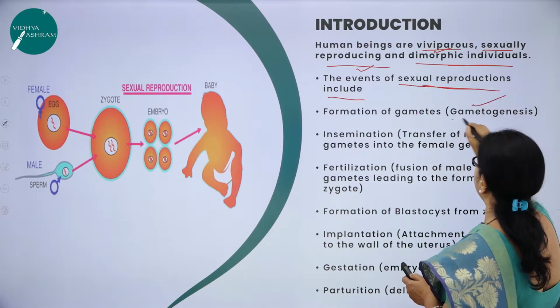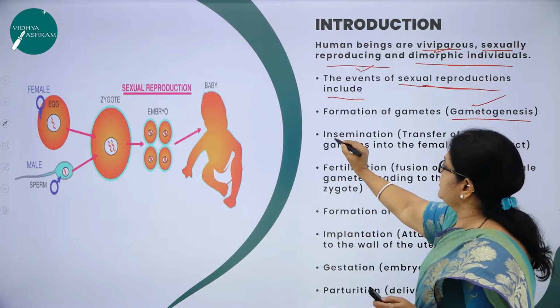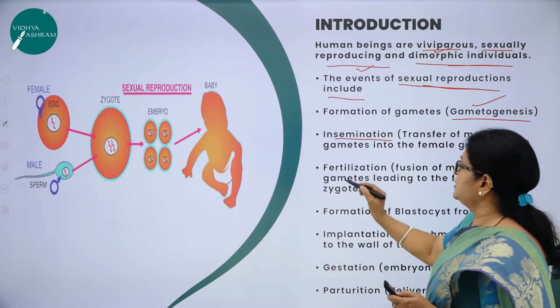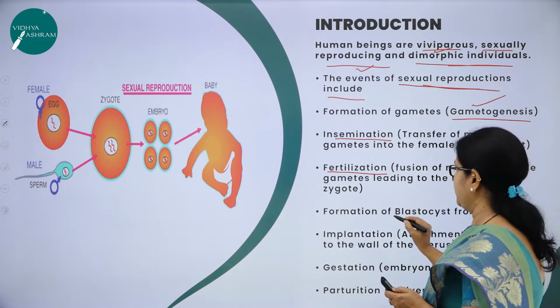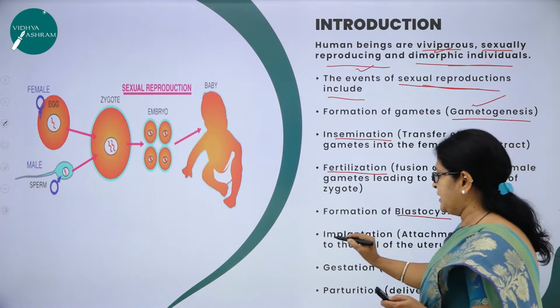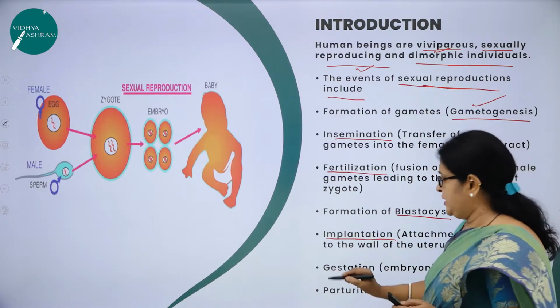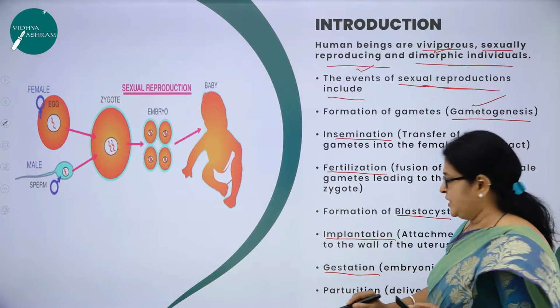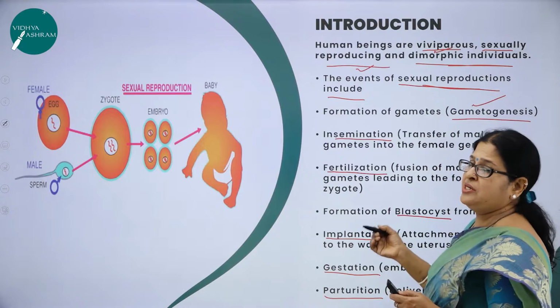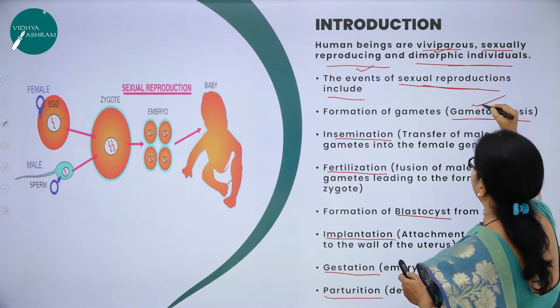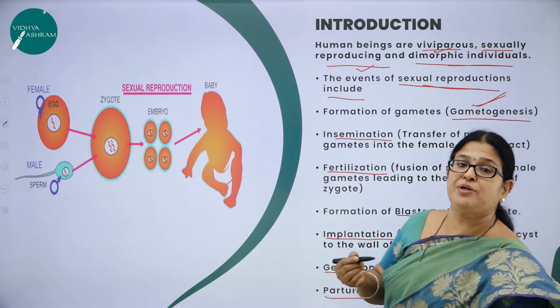First one is called gametogenesis. Second one is called insemination. Third event is called fertilization, followed by the formation of blastocyst. Then comes implantation, then gestation, then parturition. So what are the events of sexual reproduction? The first event is what? Very important is gametogenesis.